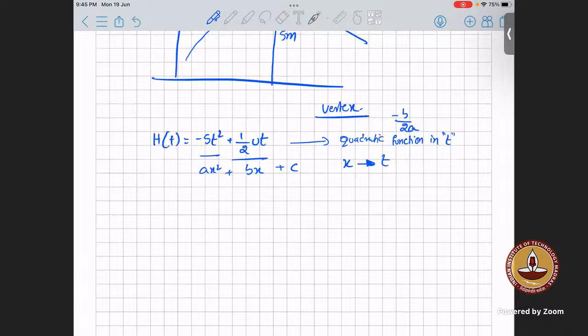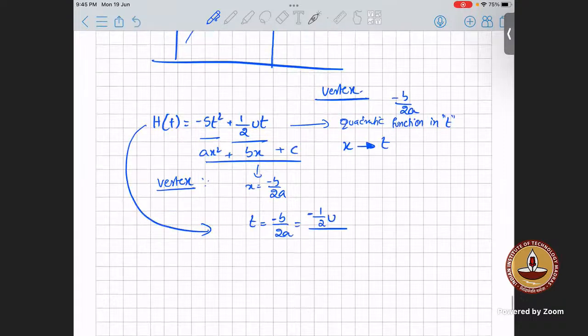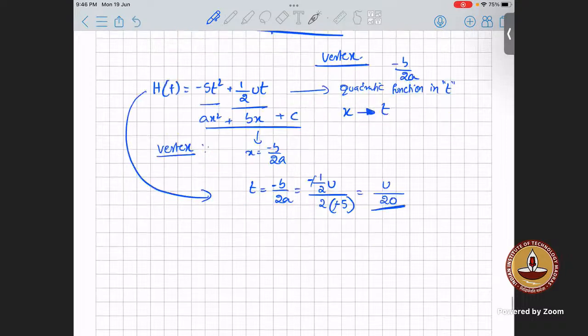So what is the vertex? For this it is x equal to minus b by 2a, but in this case t equal to minus b by 2a. What is minus b? Minus 1 by 2 u divided by 2 into a, and what is a? Minus 5. Minus 10. Minus minus cancel, u by 20. Agree?